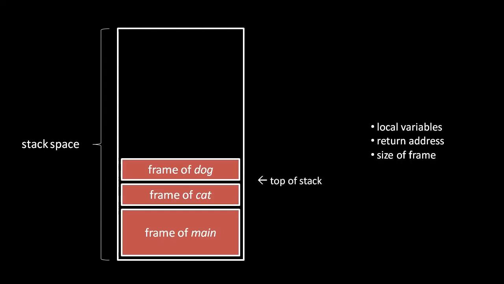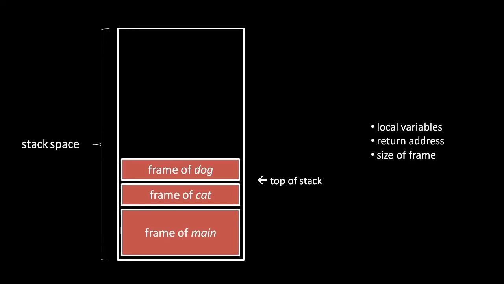So when dog returns, execution returns to cat, and the stack pointer will point to the top of cat's frame. Notice that we don't have to actually delete any frames, because the space a frame occupies will simply get overwritten by subsequent frames as needed. Also notice that the first frame is special because the program ends when the first function returns, so the first frame needn't store its size or any return address, because there's nothing to return to.